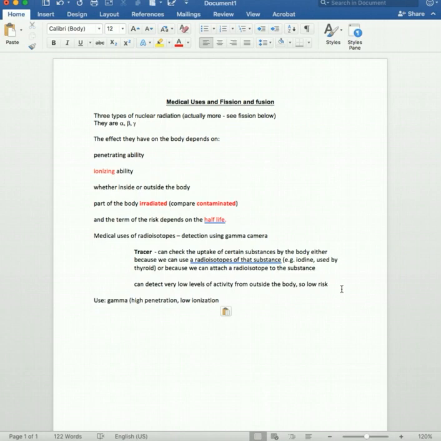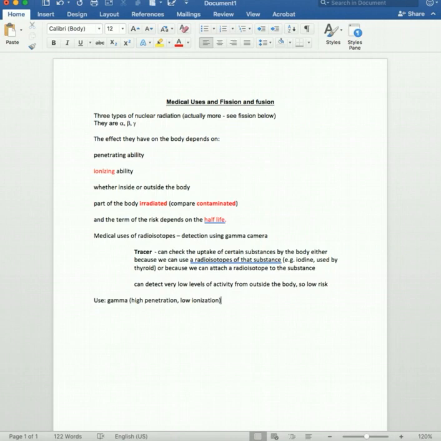And we wouldn't want to use beta because whilst beta would come out probably, it would be ionizing on the way out, and the absorption would make it very difficult to tell how much is being taken up, and maybe it would be absorbed by bone, and so we wouldn't see it at some points. So we use gamma because it does come out.